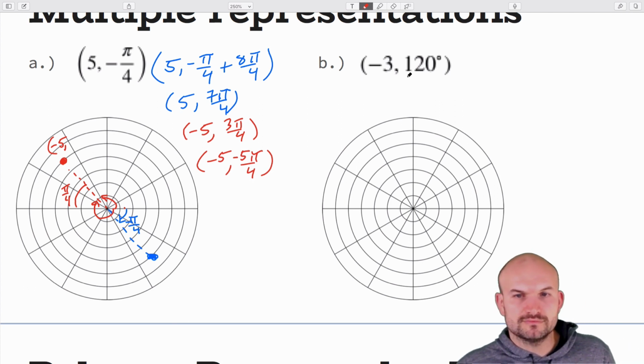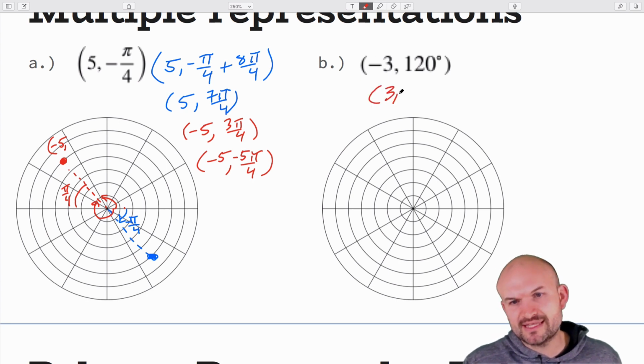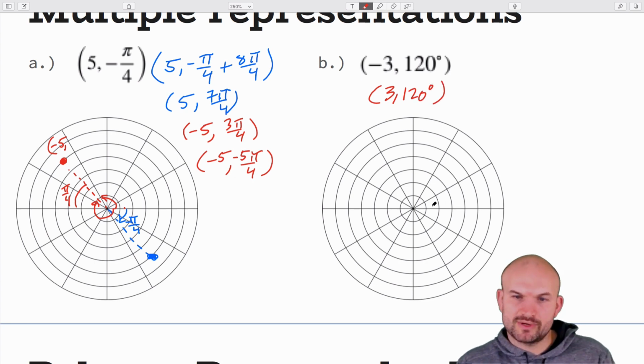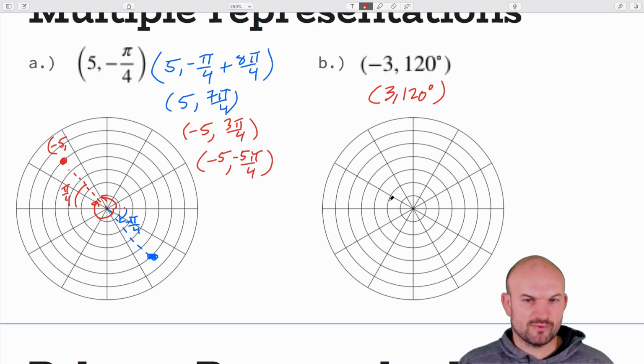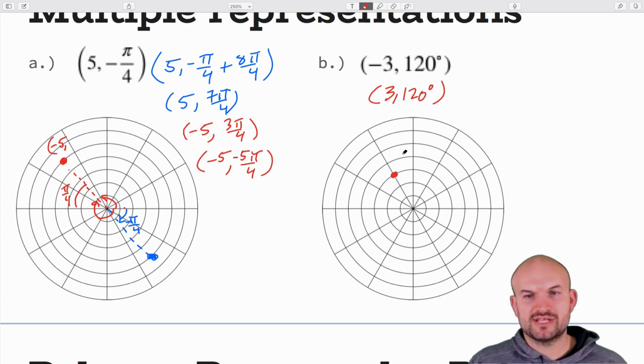All right, so now let's do a negative angle. Now again, graphing the negative angles gets confusing. So what I like to do is I like to say, forget about the negative angle. Just graph 120 degrees. So we're going to go 120 degrees. That's going to be 60 degrees away from the x-axis. And then I'm going to go to 3. 1, 2, 3. Okay, so that is my 120 degrees.